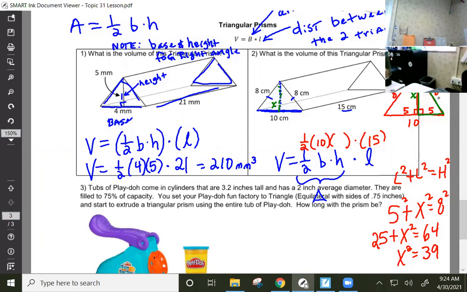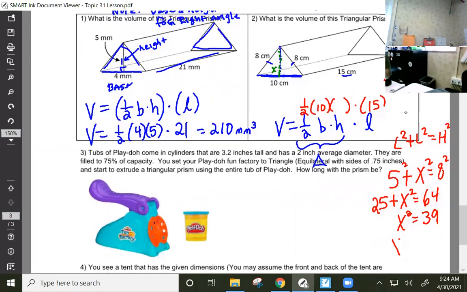All right, and then we take the square root of both sides, and x will equal the square root of 39. So now we know the height is the square root of 39. Cool. Well, multiplication is commutative. I can pick any one first. I'm going to go 10 times 15 is 150. Half of 150 is 75. So the volume equals 75 square roots of 39.